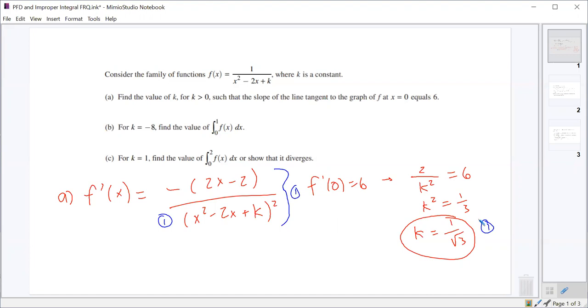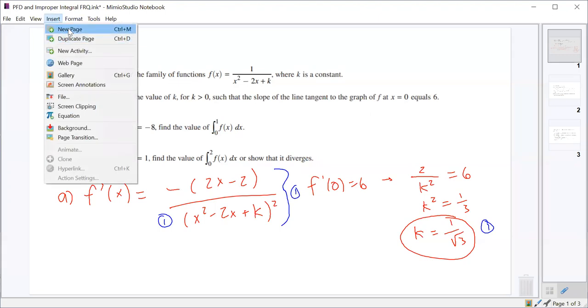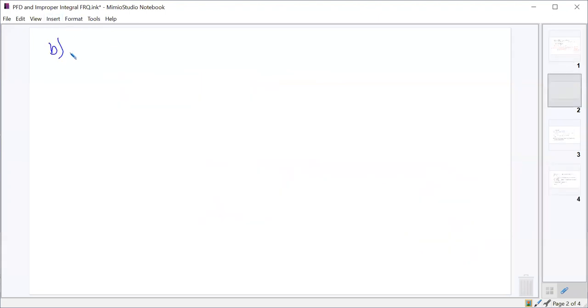Now for part B, it starts to look a little bit different. Part B, we got k equals -8. We want to find the value of the integral from 0 to 1. So effectively, all we're doing for part B is just looking at this integral from 0 to 1 of, what it's become, was it 1 over x squared minus 2x minus 8, I think.